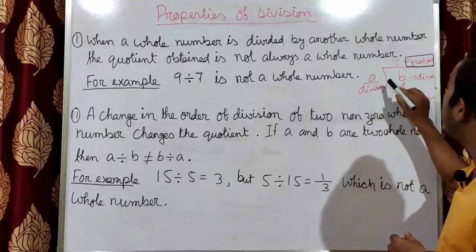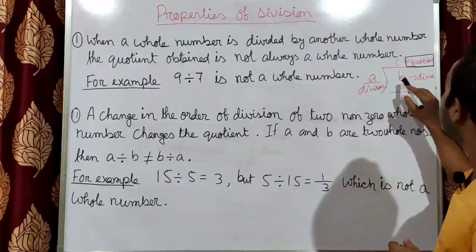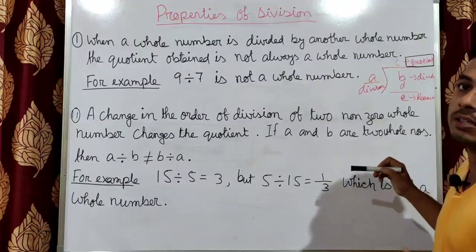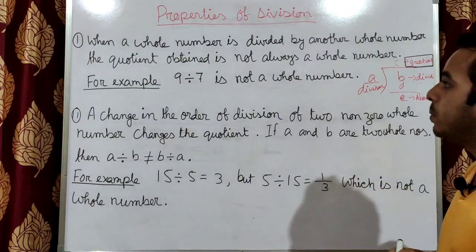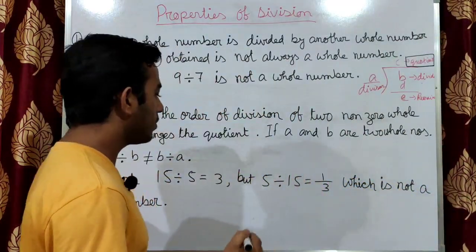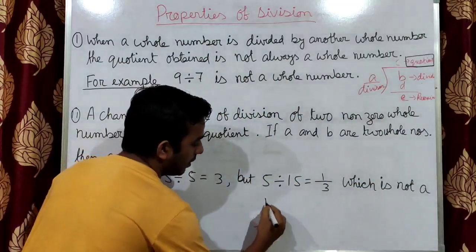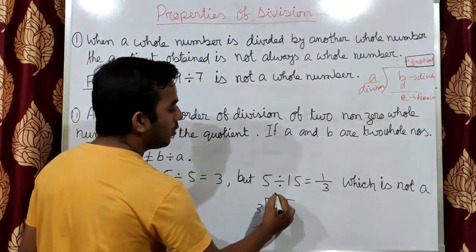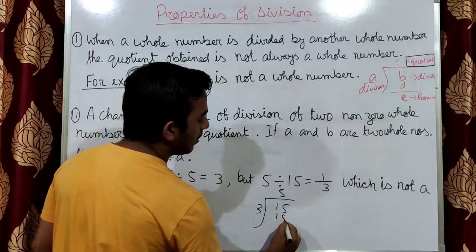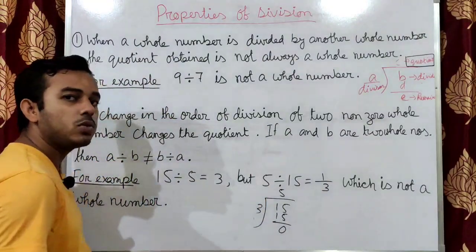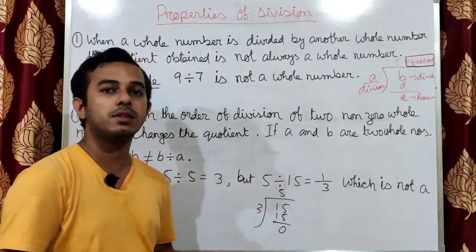Now when we divide a by b, we will get our quotient c as our answer. Let me show you another example. Suppose 15 divided by 3. We know 3 into 5 is 15, then the remainder will be 0, and our answer is 5.